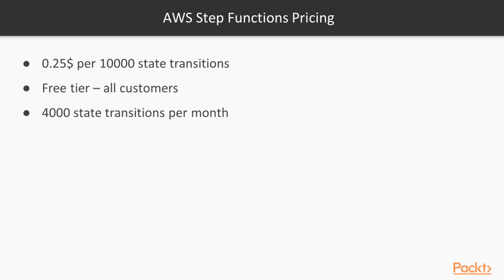One of the main advantages of step functions is pay-as-you-go system. It is very simple, 25 cents per 10,000 requests, and first 4,000 requests are free per month. That makes it perfect for early projects.